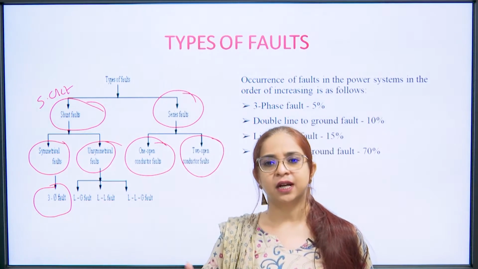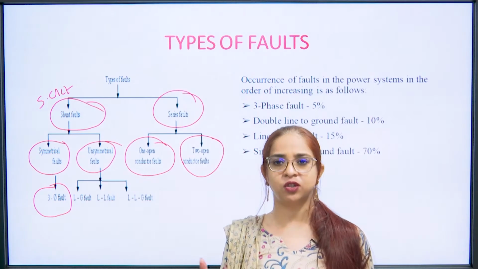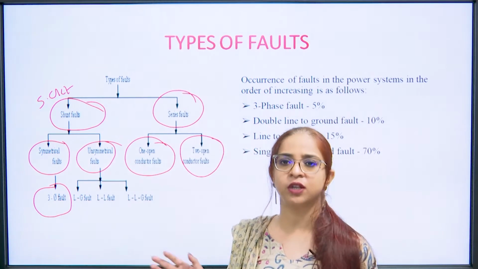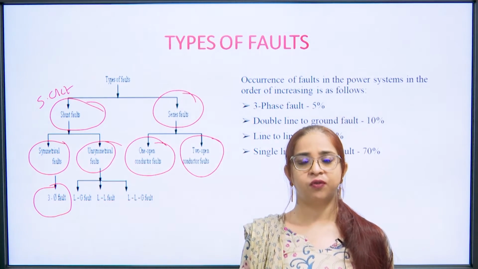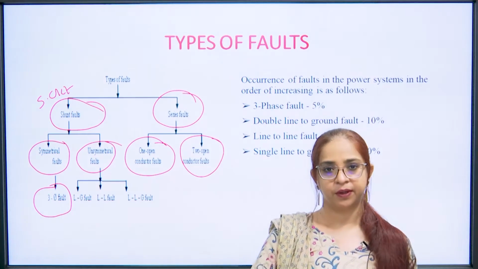All the three lines are short circuited simultaneously. It may happen that they are only short circuited together, or all these short circuited lines are connected to the ground as well. This is the rarest occurrence of fault and is of highest severity among all types of fault, right?